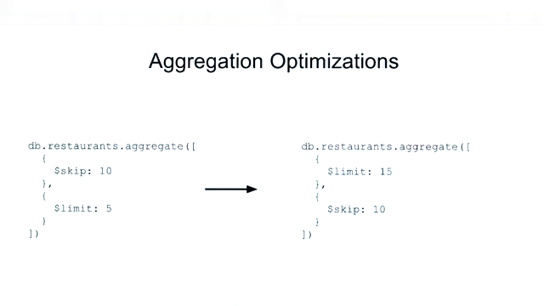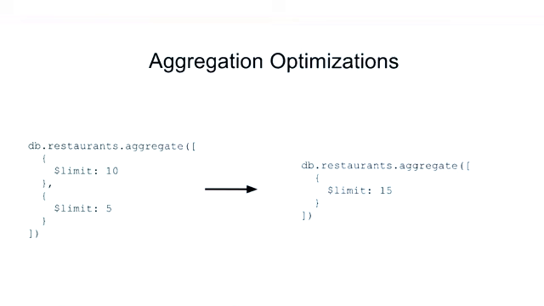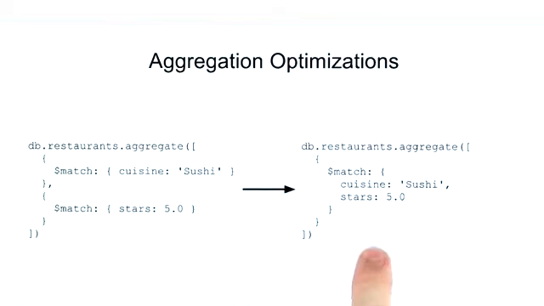Similarly, we can reduce the number of documents that we need to examine by moving the $limit after a $skip in front of it. Notice that the query planner updates the values accordingly to support this optimization. Other than moving stages around, the server is also able to combine certain stages together. Here we're going to see where we're combining two $limit stages into one. Same thing with $skip. And finally, we're seeing the same thing with $match.